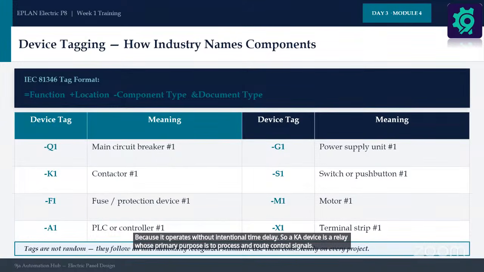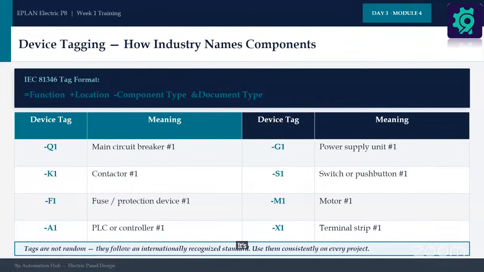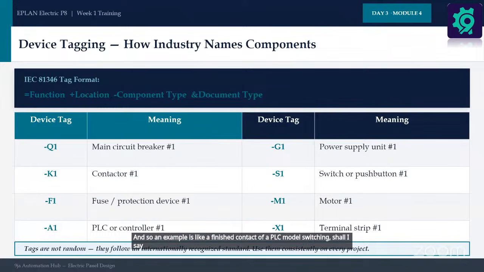It takes an input signal, produces one or more switch output signals, providing electrical isolation, signal multiplication, or logical combination of signals. So if you use KA, you are using an auxiliary relay. It definitely will fall under the class and subclass KA, particularly the broad class K. An example is a finished contact of a PLC module, switching, should I say, a 24-volt signal now to something like, let's say, a valve.